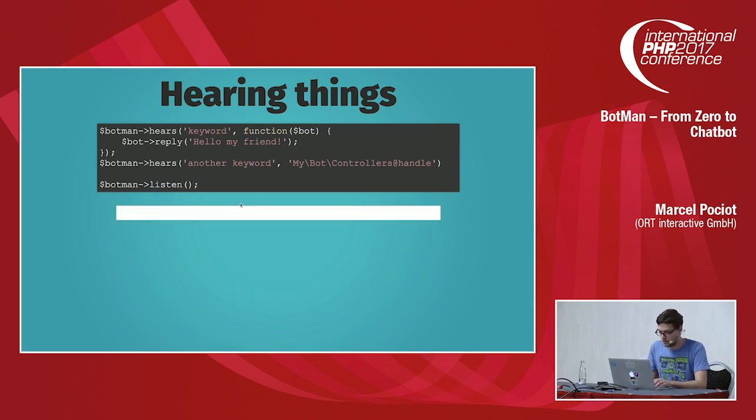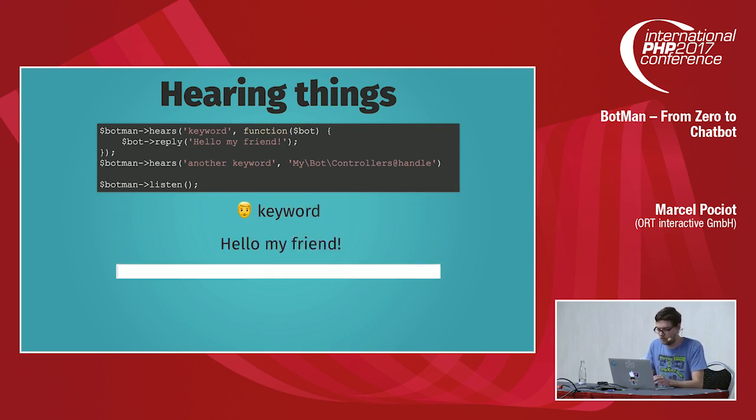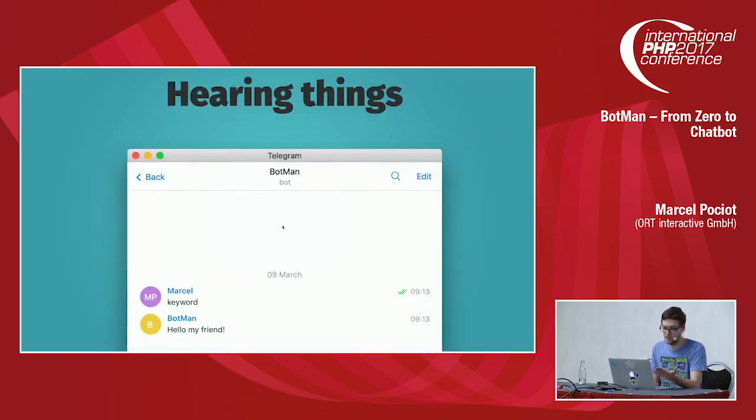So since this presentation is basically running on BotMan Studio, I can just try it out. If I type keyword, it goes into the closure and it says, hello, my friend. And now this is just the web driver, which you could also use in your web application. And if you just connect this with Facebook, it works the same way.